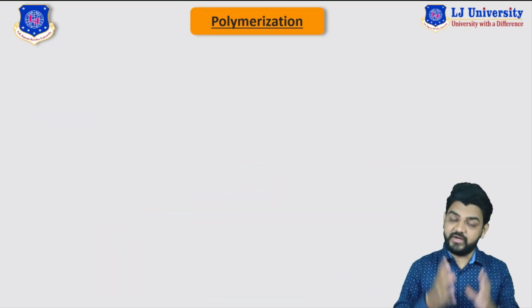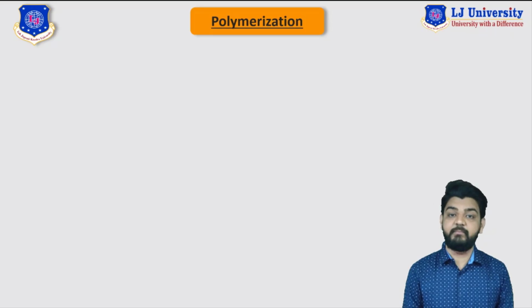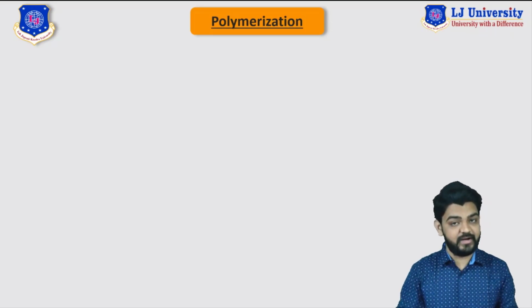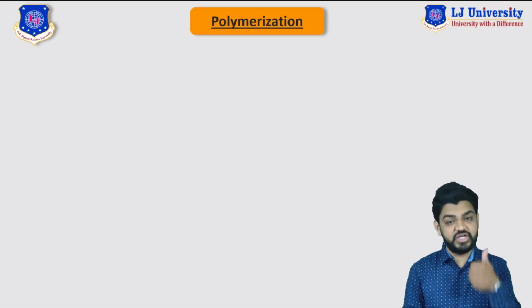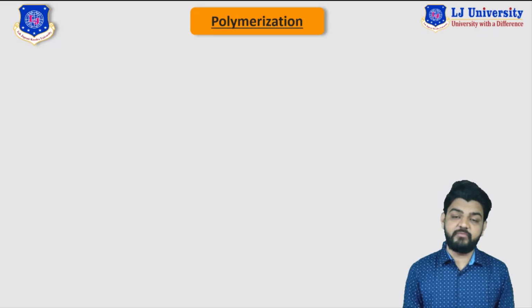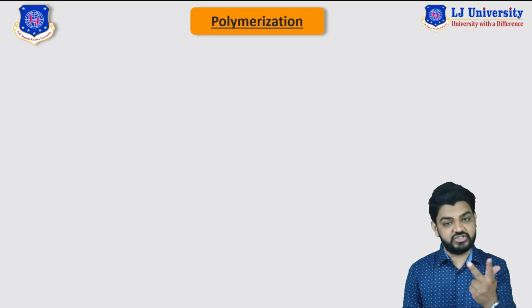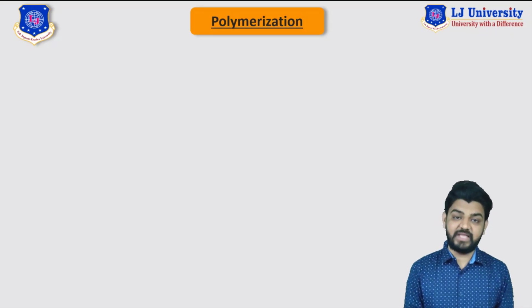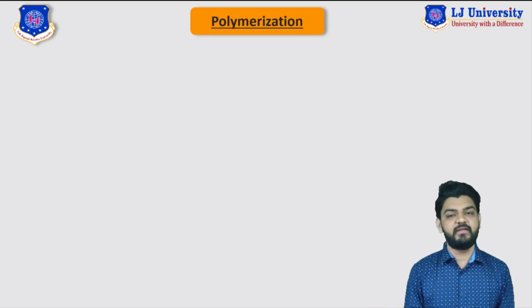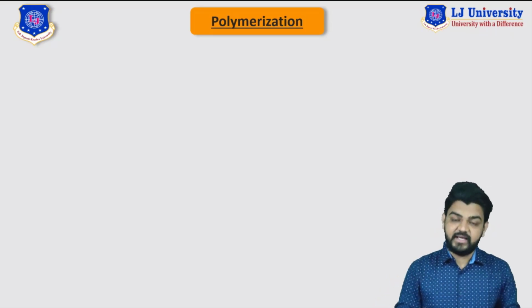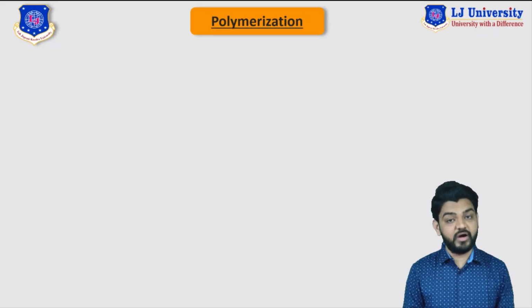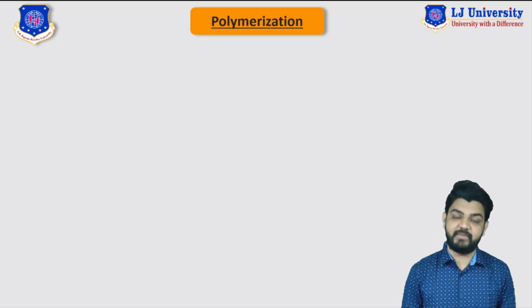In the previous video, we discussed what we mean by ionic polymerization, and we saw three steps of ionic polymerization: the initiation step, followed by the propagation step, and lastly the termination step. If you have missed that video, you can find it in the I button over here. Now, in this video we are going to cover coordination polymerization.